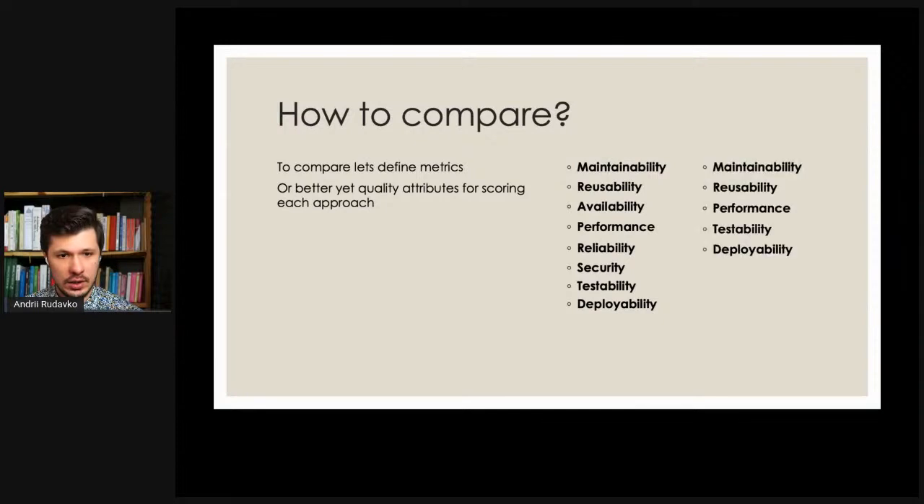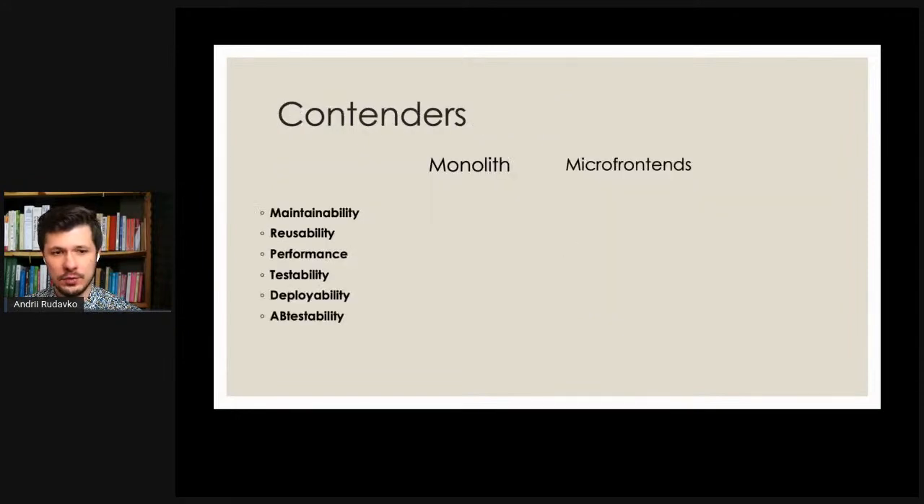We should be fine with those 5 quality attributes, although I would add another quality attribute that I discovered on a recent project that I'm on, which is A/B testability. It sounds weird, but A/B testing is very important in a recent, or maybe not that recent, data-driven decision-making approach. So let's move on and check how I actually scored each quality attribute for each approach.